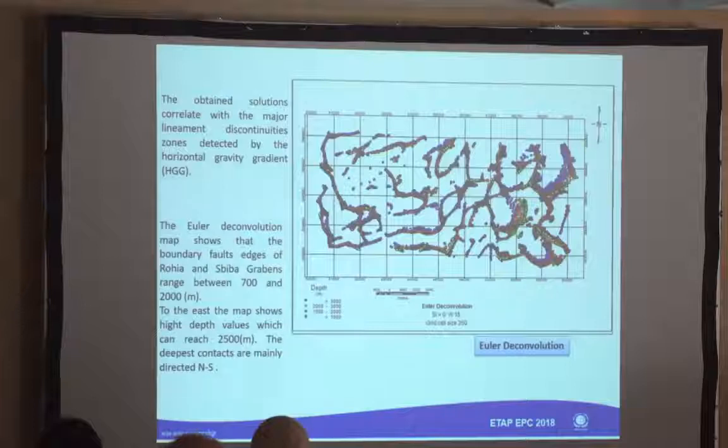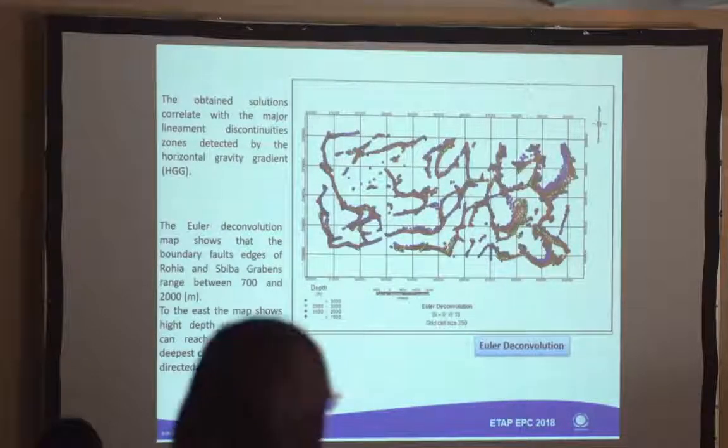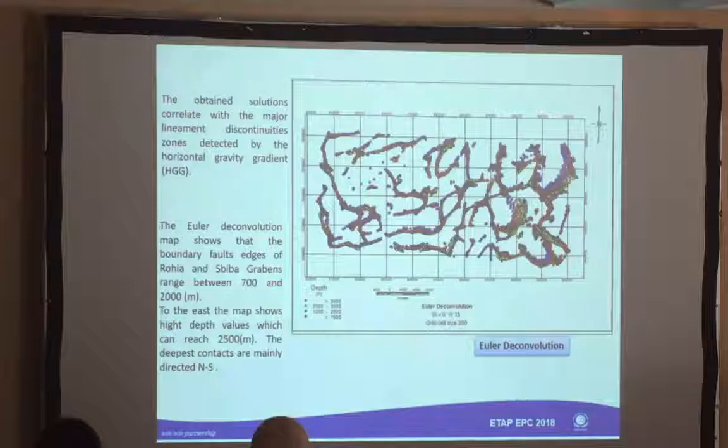Let's move on now to the Euler deconvolution to get an idea about the depths of those discontinuities. Here we note that the obtained solutions correlate with the lineament discontinuities detected by the horizontal gravity gradient. The Euler deconvolution shows that the boundary faults of the Rohiyya and Sbiba gradients range between 700 and 2,000 meters. The east part of the map shows high depth values which can reach 2,500 meters. The deepest contacts are mainly directed north-south.